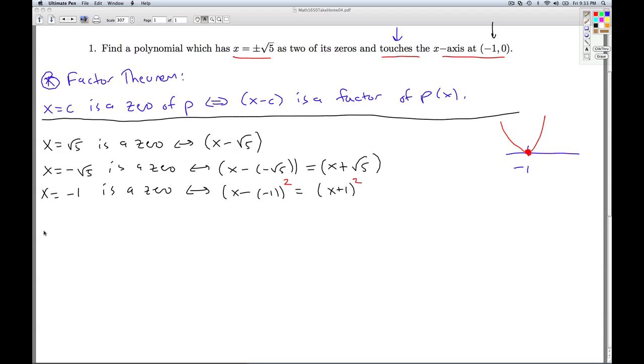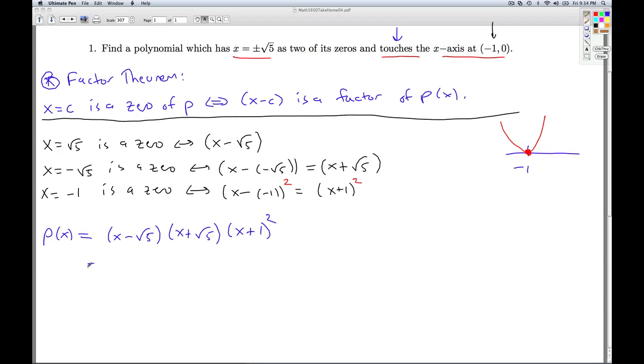So putting this all together, I can start building a polynomial p of x. It's got to have an x minus square root 5 factor in it. It's got to have an x plus square root 5 factor in it. And it's got to have an even number of x plus 1 factors. So this polynomial will do the job.